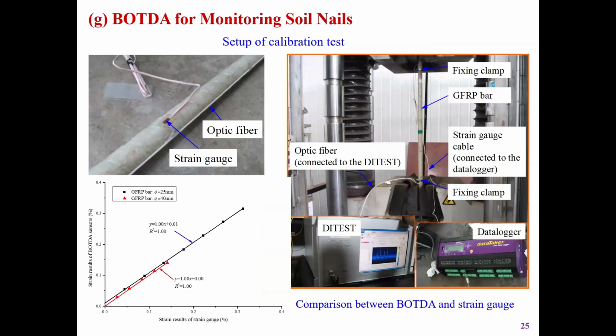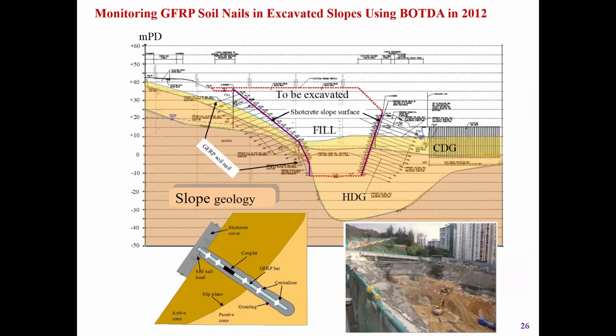This is an electrical resistance strain gauge, and this is optical fiber sensors, discrete sensors. This is a glass fiber reinforced polymer bar, used as soil nails to stabilize slopes. We did this one with one of my students. This is an excavation for constructing metro tunnels, a metro box.